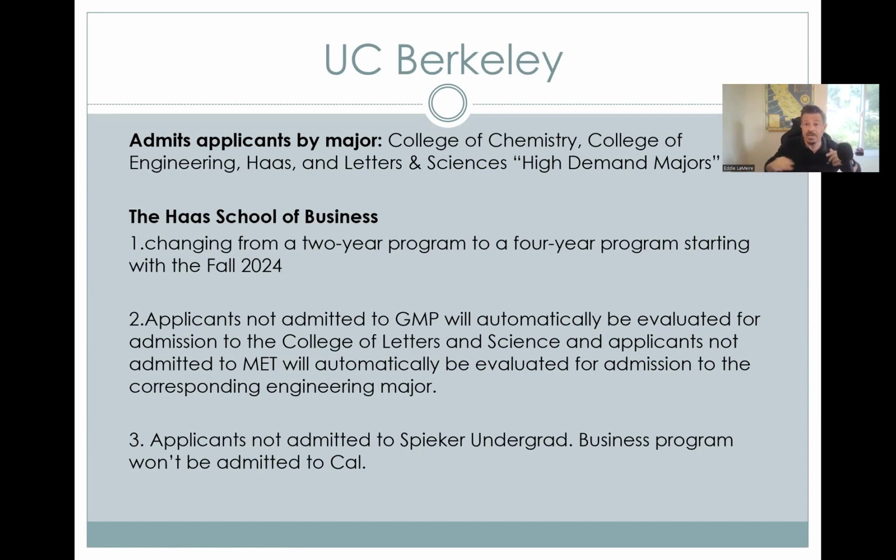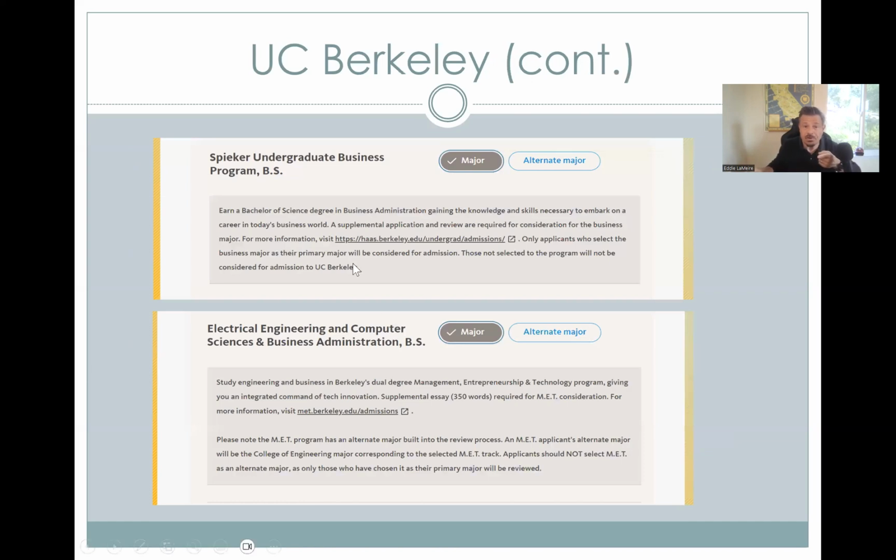In the case that you apply directly into Haas, the Undergrad Business Program, if not selected to the program, as you see in this last sentence, you'll not be considered for Berkeley. So this is like a standard high demand major. Apply to that. You want to go to business or you want to go to Cal? Pick one. For something like MET, that combined program between Haas and engineering, you can see what's there.